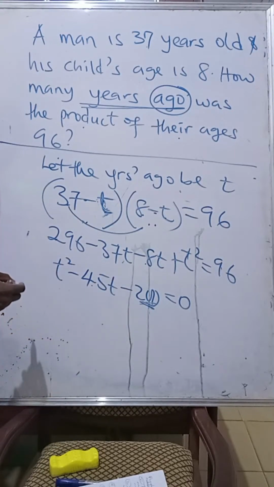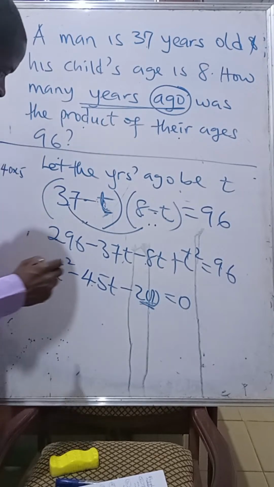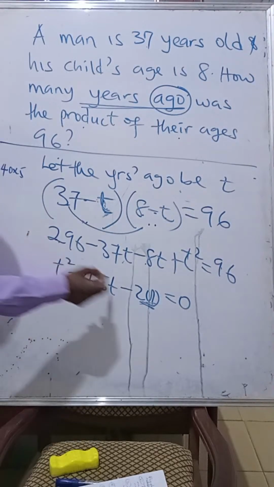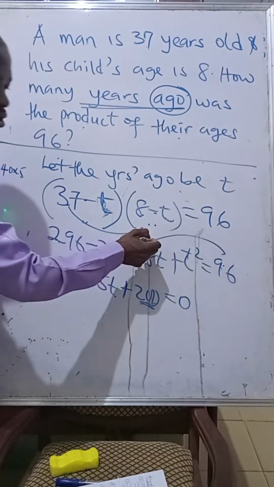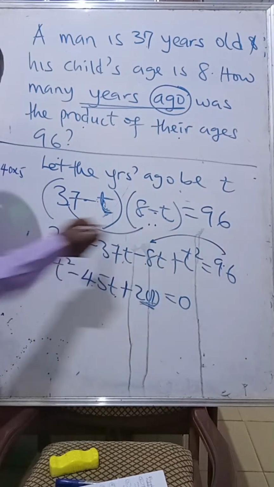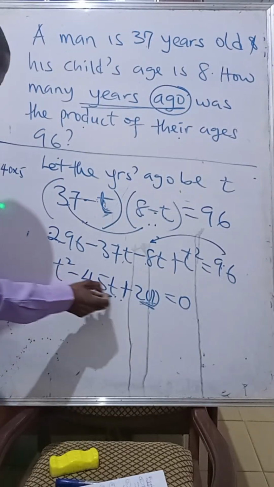200 could be 40 and 5. That's very good. 40 and 5. And don't forget, there's a mistake here. This is plus 200 minus 96. That's a plus. This one moves to this side, so making minus. So 200 minus 96, that's a plus 200.